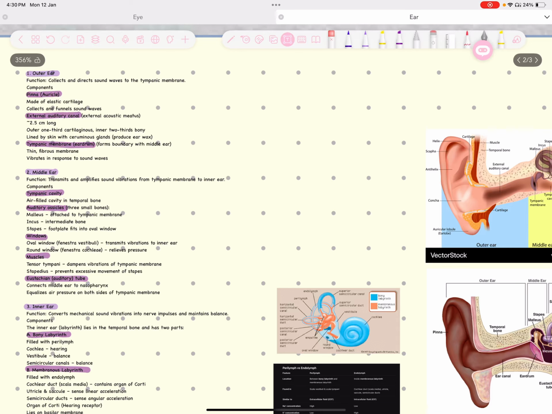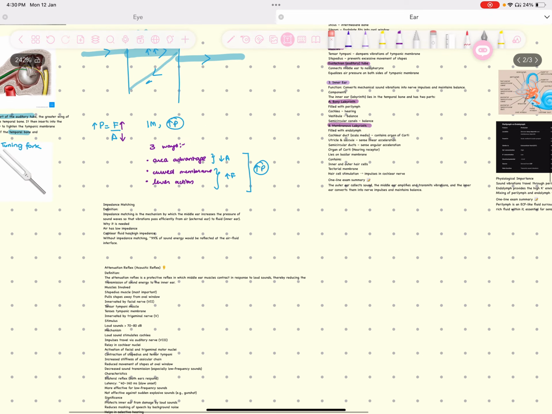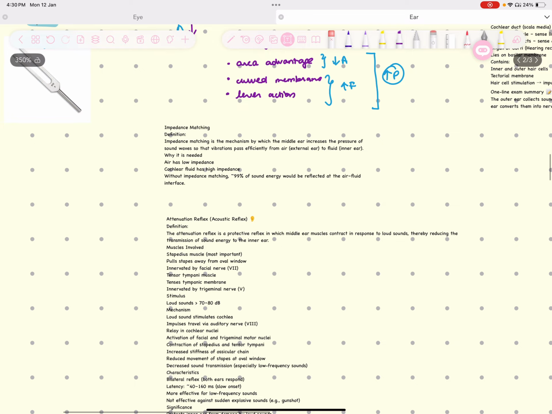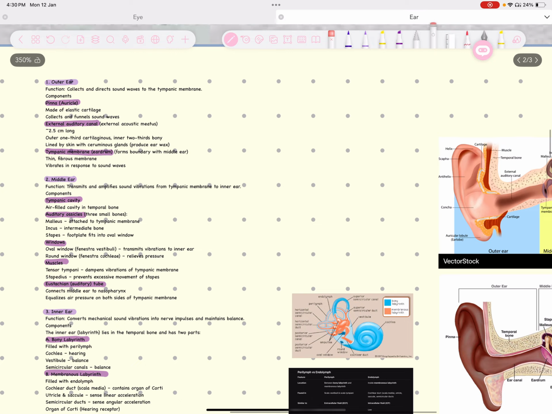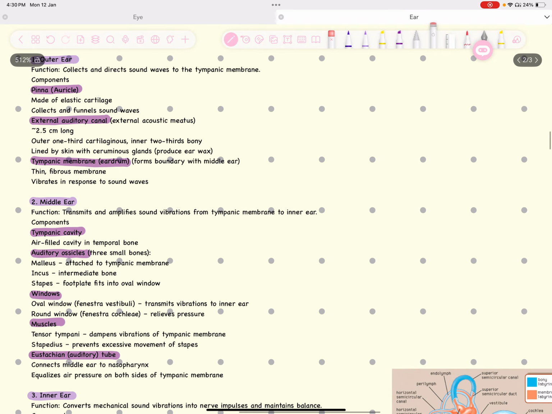Hi everyone, in today's video we're going to be describing the physiological anatomy of the outer, middle and inner ear, and after that we're going to do a quick recap of impedance matching and then the attenuation reflex. Let's start first of all with the physiology and anatomy of the outer, middle and inner ear.